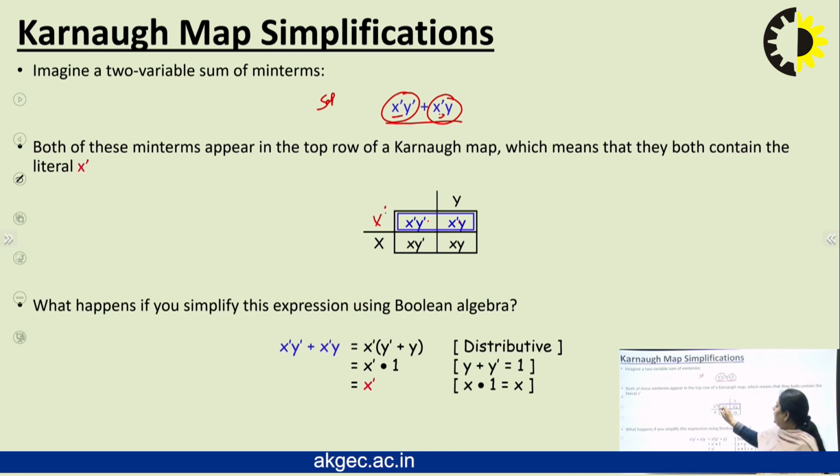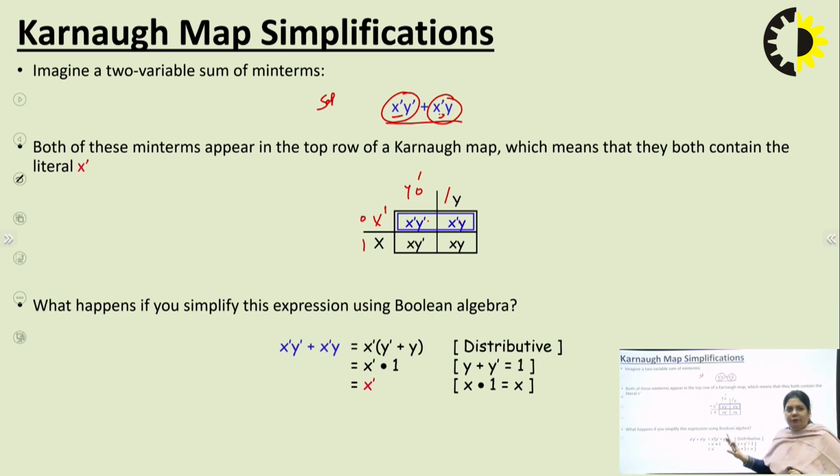So x dash will be here, 0 1 and 0 1 here. So this is y dash, this is x dash, this is x. So this would be the term we will represent here. Now what happens if we simplify this using Boolean algebra? See, x dash would be common, and y dash plus y would be common. Now y dash plus y represents 1. From the complement law of Boolean algebra, y dash plus y is equal to 1. That is 0 plus 1 would be 1.